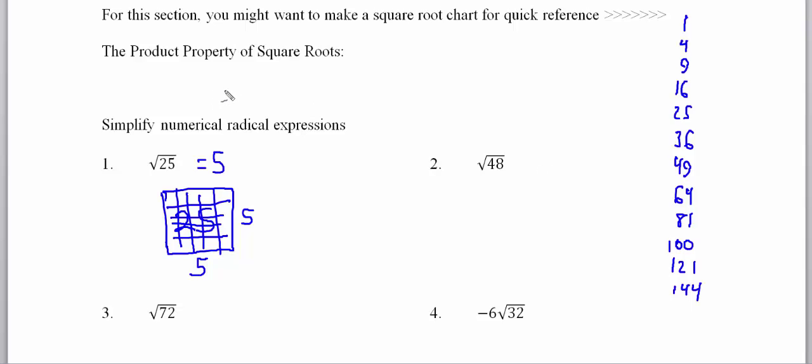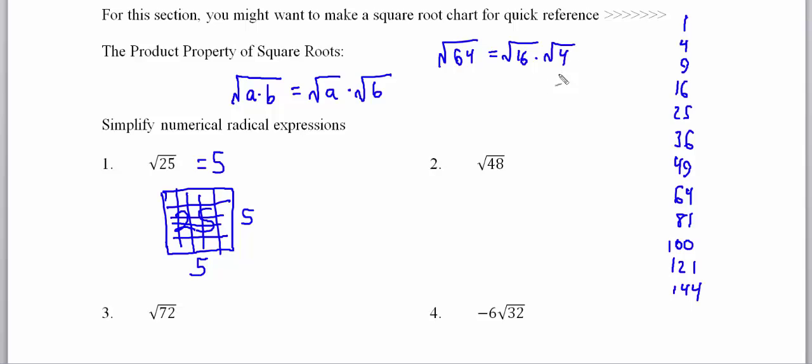And what we will use is the property of square roots. The product property of square roots says that if a times b is under the radical, you can split that up into the square root of a times the square root of b. I usually use this example: the square root of 64 is the same thing as the square root of 16 times the square root of 4. And by taking square roots of these, you can see that 8 is equal to 4 times 2.